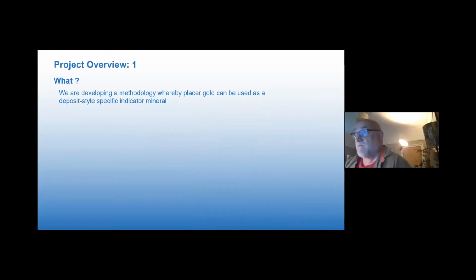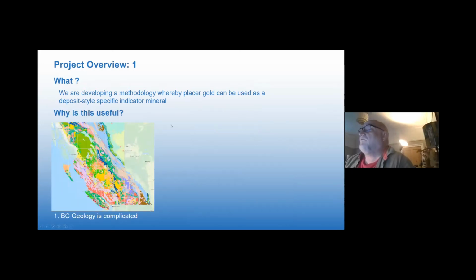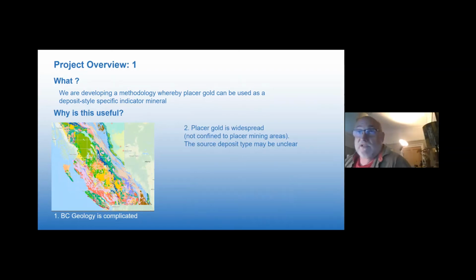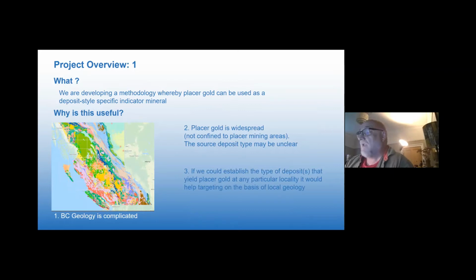You might be familiar with the indicator methodologies for lots of different minerals, but maybe not for gold. This is relevant because, as you know, the geology of BC is extremely complicated, both on a large scale and a small scale. So placer gold is very widespread, much more widespread than you'd imagine from looking where the placer mines are. But because the geology is so complicated, it isn't always clear where particular gold particles come from, and what the source is. If we could unpick that and clarify where the source of the gold was, then it would be a useful thing to do.